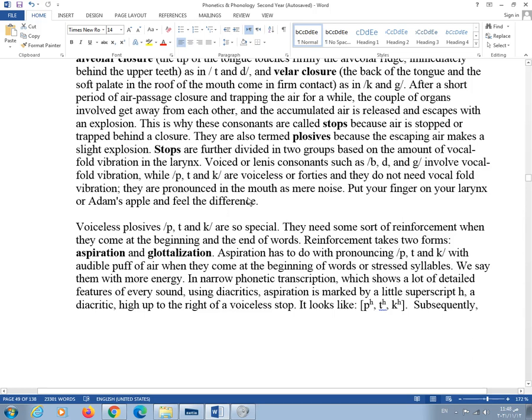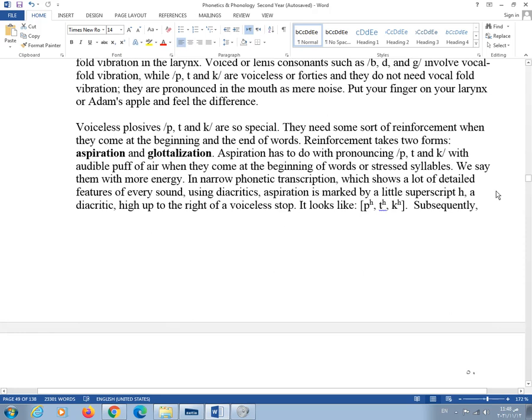And on the other hand, p, t, and k, as you see, are voiceless consonants. We do not need to vibrate the vocal folds, and this is why they are called voiceless. Voiceless consonants, in order to make them audible so we can hear them, we have to aspirate them if they come at the beginning, and this is called aspiration. We have 2 important things we can do to these 3 consonants, p, t, and k.